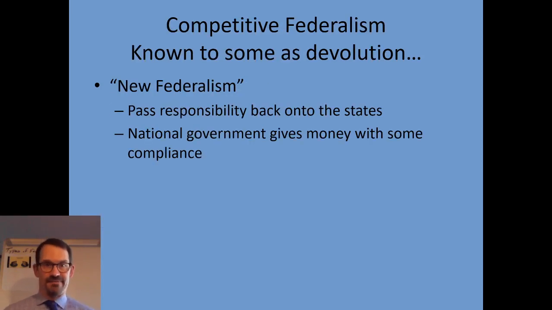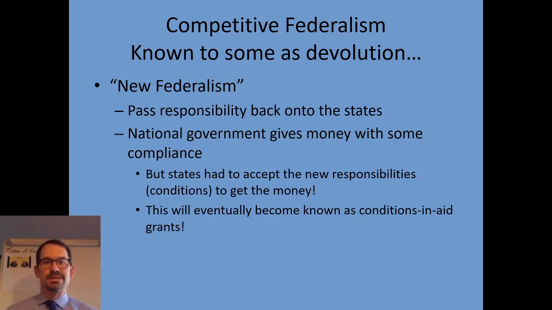So, competitive federalism. You're passing responsibility back to the states. The national government gives money with some compliance. Okay, this is when your parents give you 20 bucks to go out, but you got to clean your room first. Compliance. All right. So here's what happens. The states have to accept the responsibility of administering the programs with conditions to get the money. This idea is going to become known as conditional aid grants.